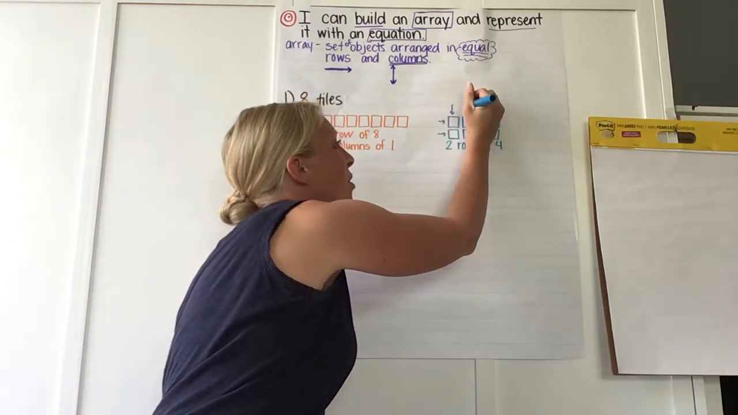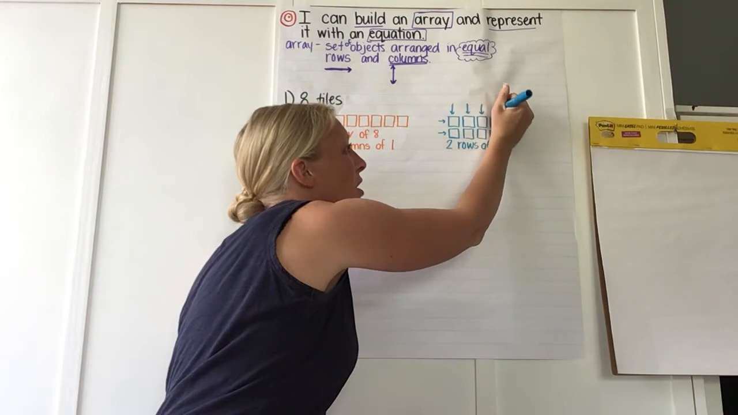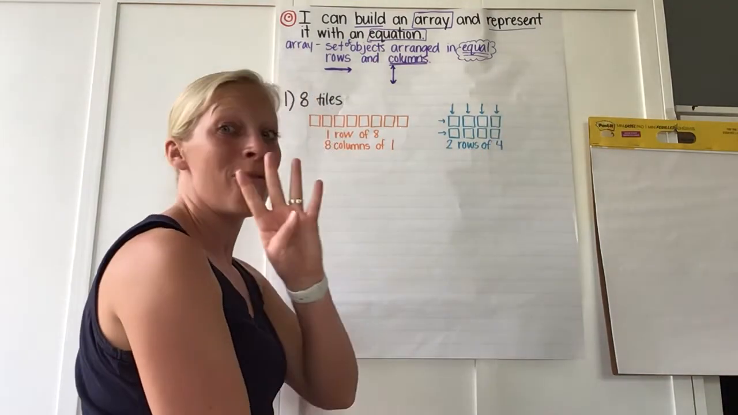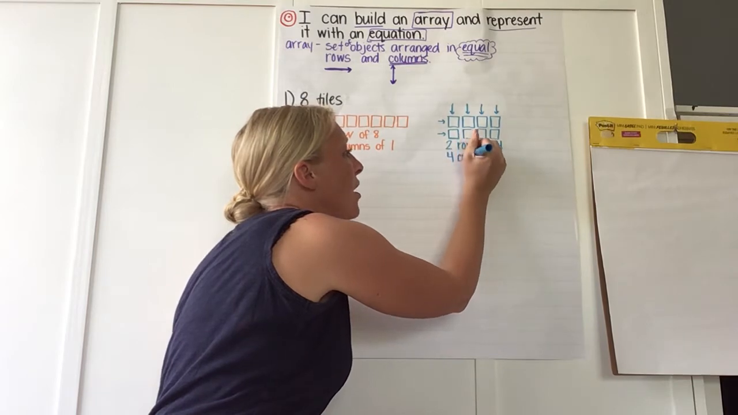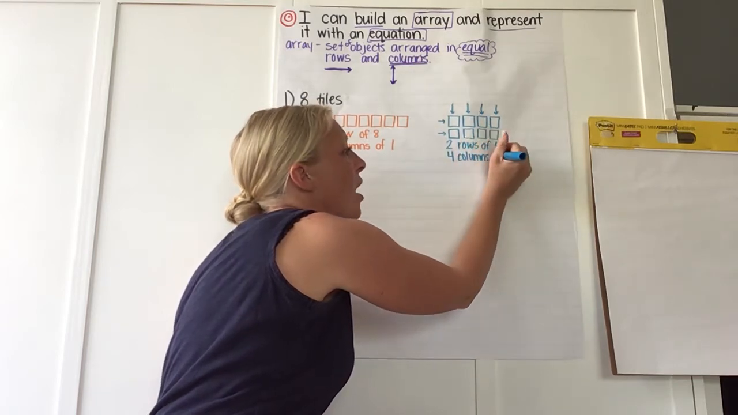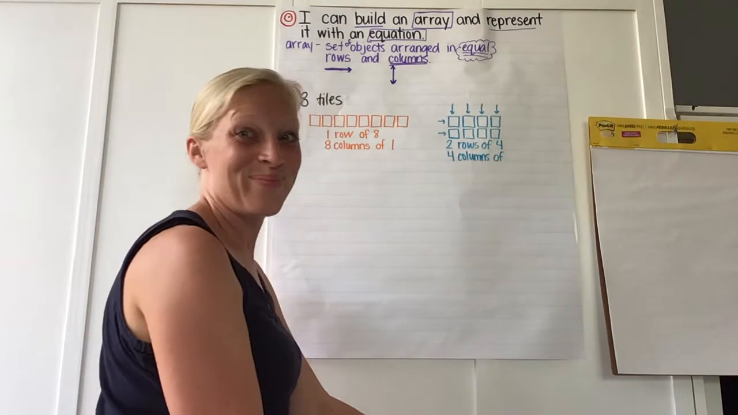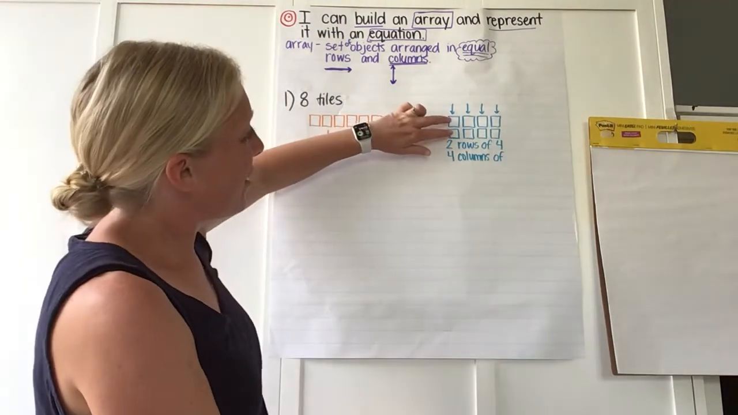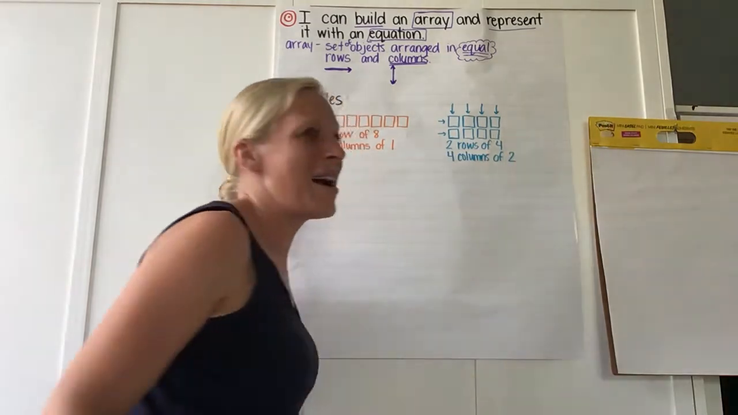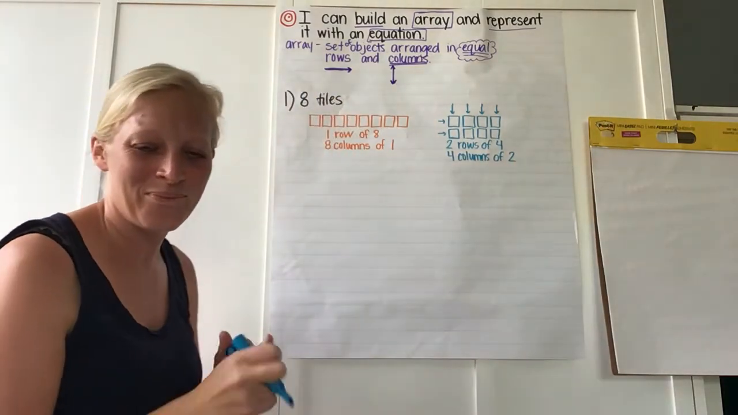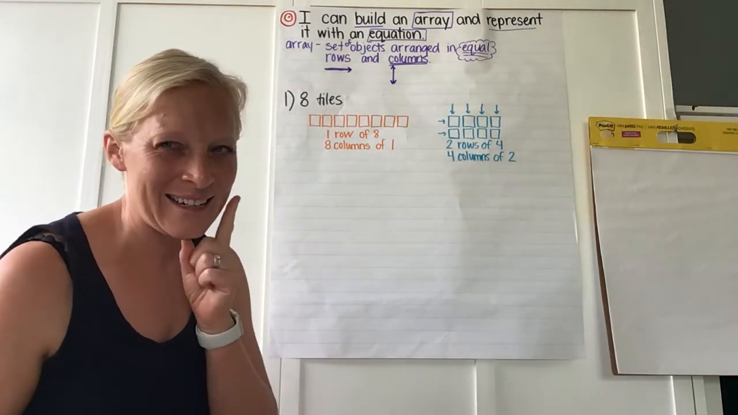Yes, column 1, column 2, column 3, column 4. 4 columns of what? There's 2 in each column this time. Interesting.